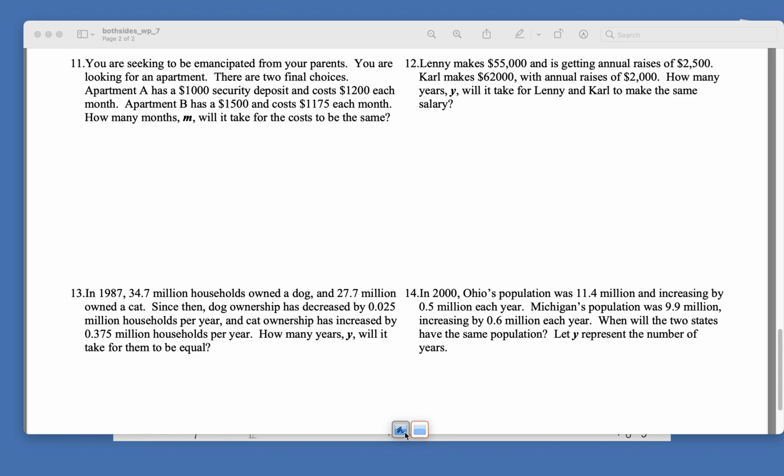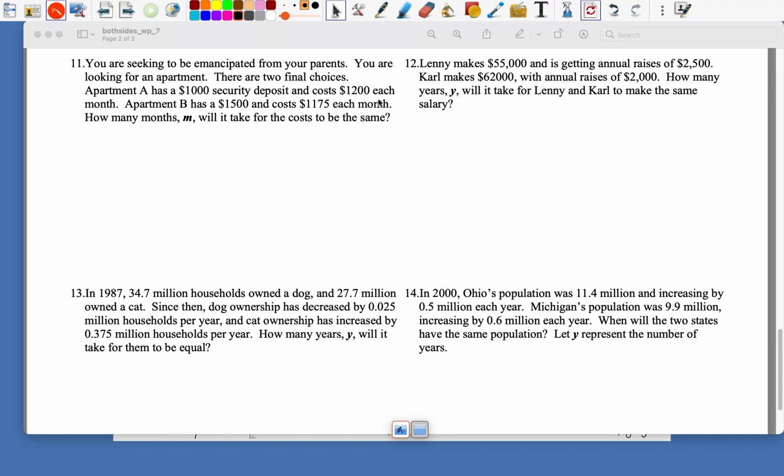$11. You want to be emancipated from your parents. You're looking for an apartment, so they're not going to pay anything anymore for you. You're going to take full charge of your expenses. Apartment A. You look at two apartments. One apartment is $1,000 plus $1,200 per month, which is not bad. The other one is $1,500 deposit plus $1,175 per month.